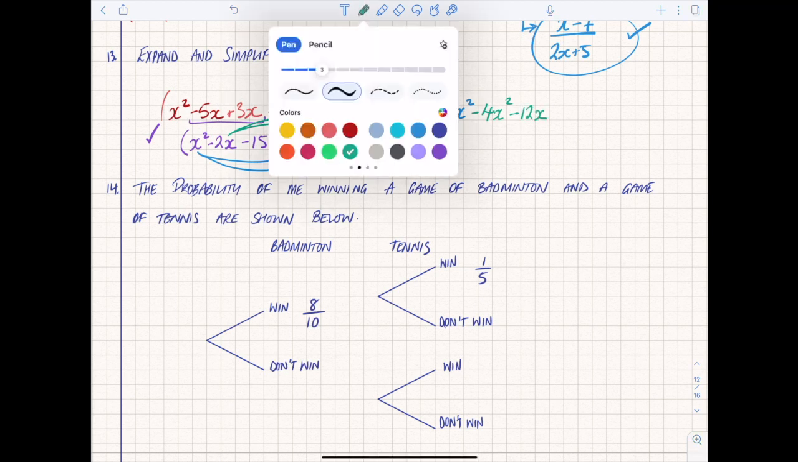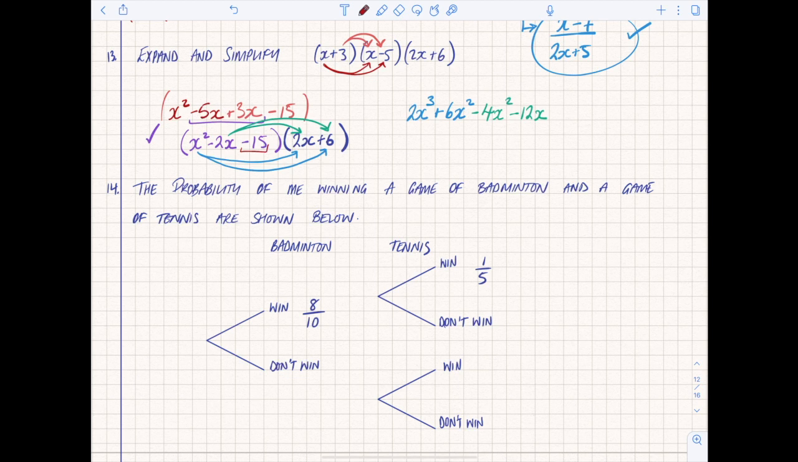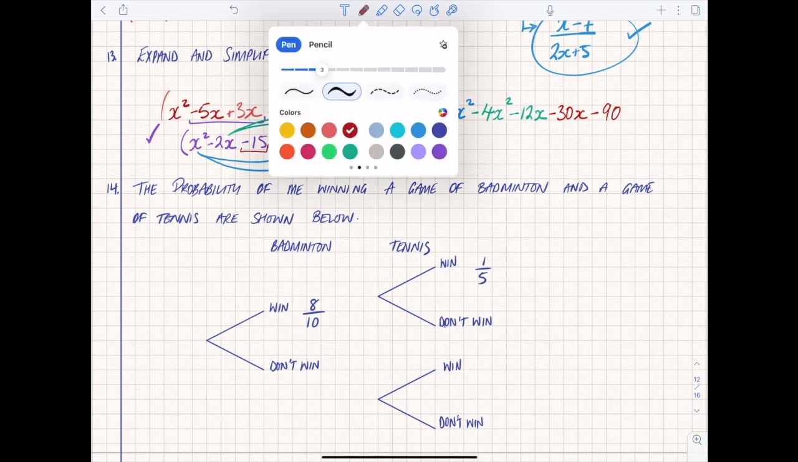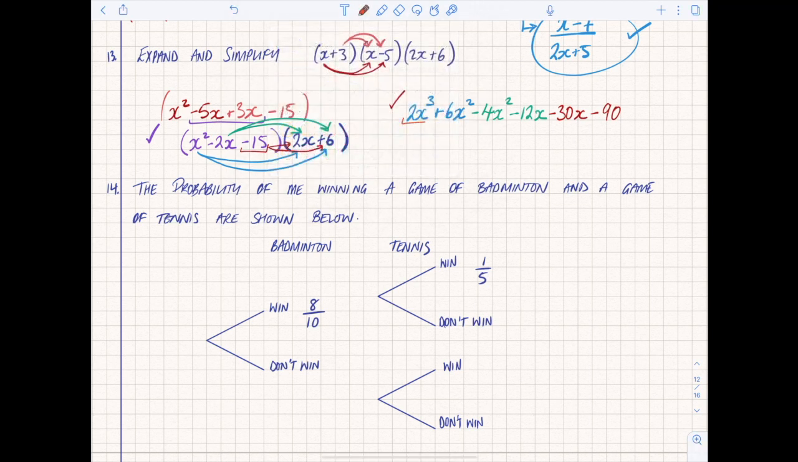Okay. Last bit here, I've then got to do this minus 15 multiplied by that 2x, which is minus 30x. And then I've got to do that minus 15 times by the 6 there, which is minus 90. Okay, I've just picked up a second mark there for doing all those 6 terms. And then finally, what you need to do is just collect all your like terms. So 2x cubed, there's no other x cubes, so 2x cubed stays on its own. I've got 6x squared minus 4x squared, which is plus 2x squared.